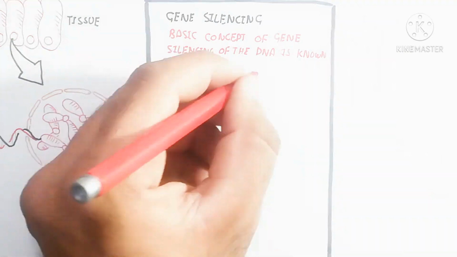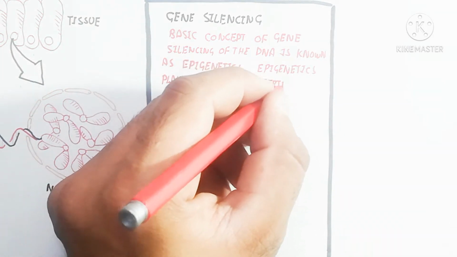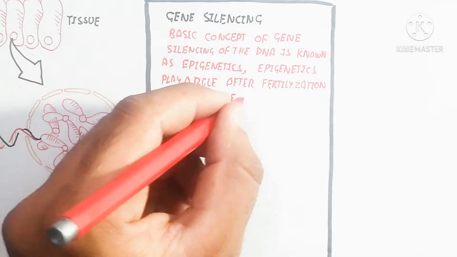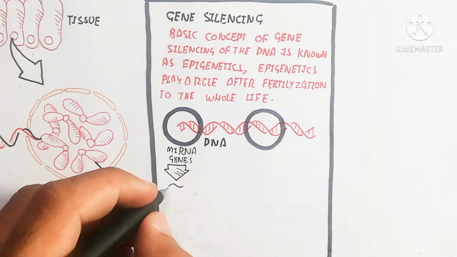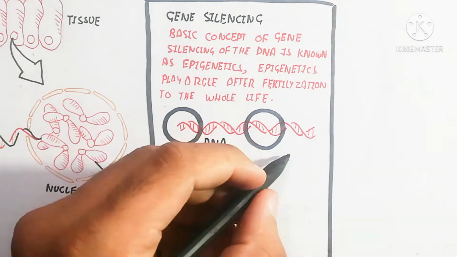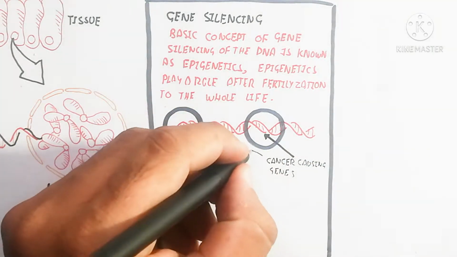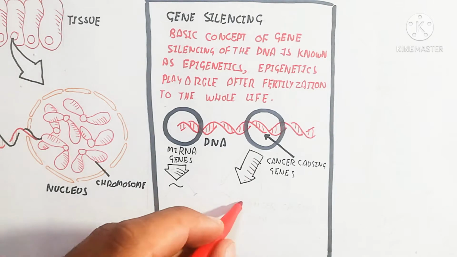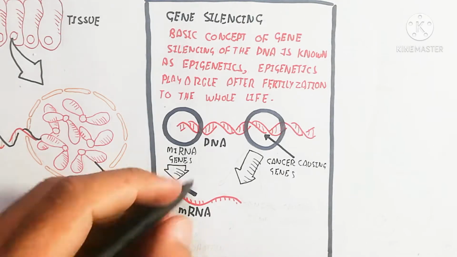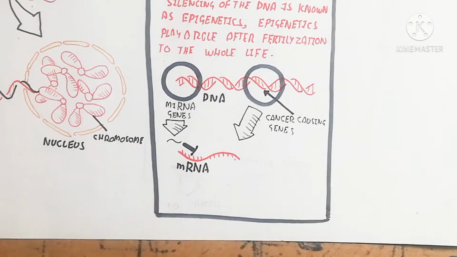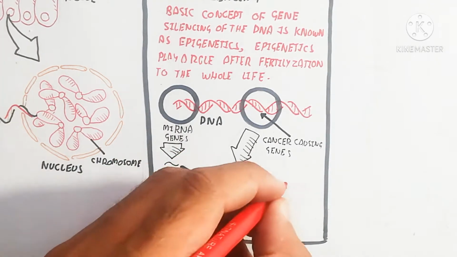Next we will discuss gene silencing. The basic concept of gene silencing of DNA is known as epigenetics, and epigenetics plays a role after fertilization for the whole life. It means that fertilization is obviously genetic, while the rest of development and growth depends on epigenetics. So here is the DNA, which contains microRNA genes, and here is the DNA where the cancer-causing gene will be activated and produce the messenger RNA. It is inhibited by the microRNA, produced from the same region where the microRNA gene is located, while the messenger RNA is broken down and no protein will be produced.